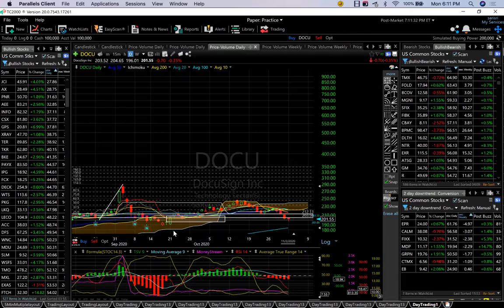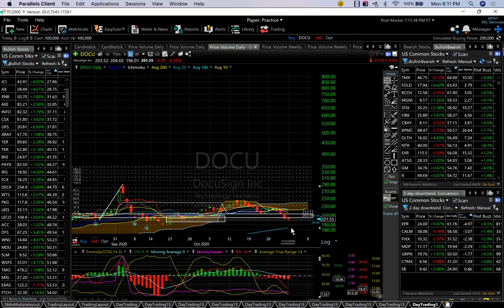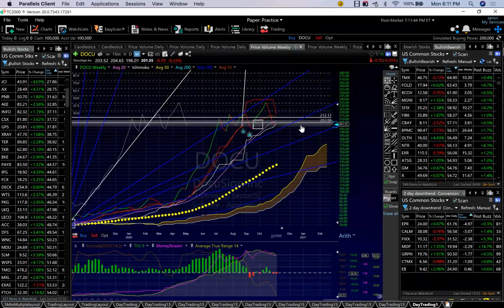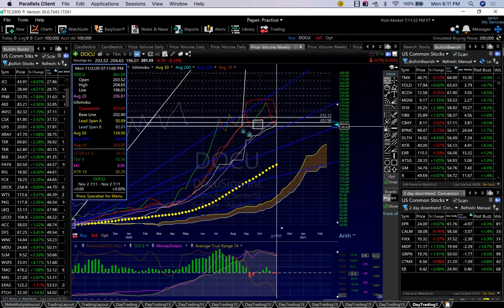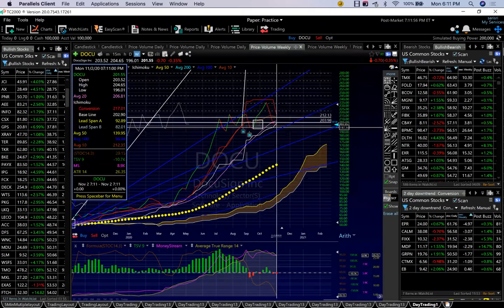So Docu, again, the same scenario. All stocks are in the same scenario. What is going to happen? Docu is also way below the cloud on the daily. But if you look at the weekly chart, it is way bullish. It is way above the cloud. The conversion is above the baseline, and even the price is sticking near the baseline. This week it is trying to stay above the baseline. The baseline is around 202.90.